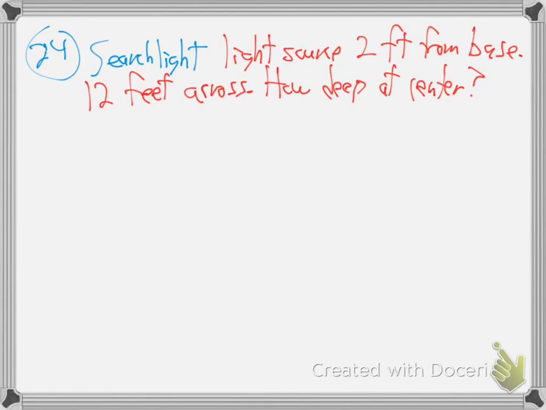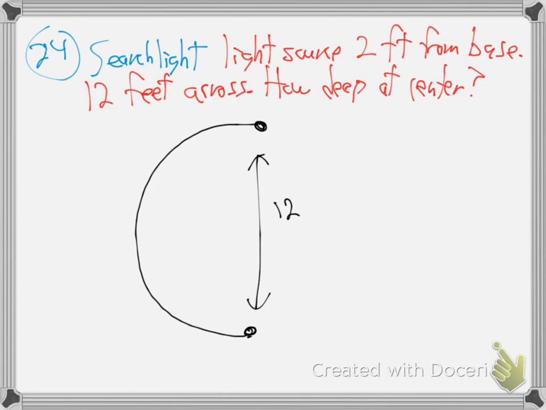So they've got this big old searchlight that's 12 feet across at the opening. The light source, the lamp, is 2 feet from the base. So I'm going to draw it sideways again, but you could put it up and down. It doesn't really matter. It's all made up. This thing is 12 feet across at the opening. The light source is 2 feet from the base. So if the base is right here, it's only 2 feet to where they put the light source, the A. Is that making sense?